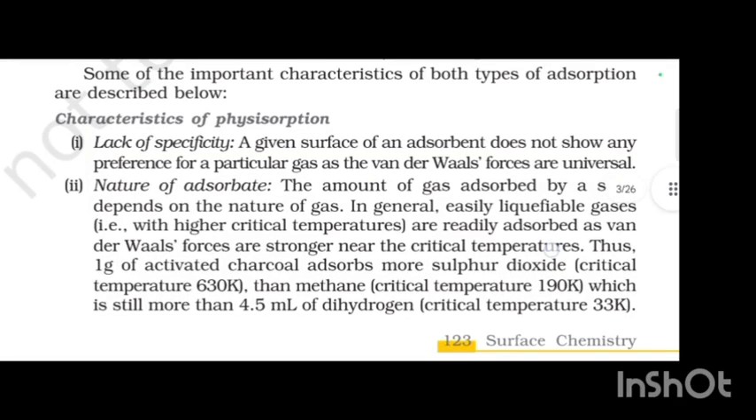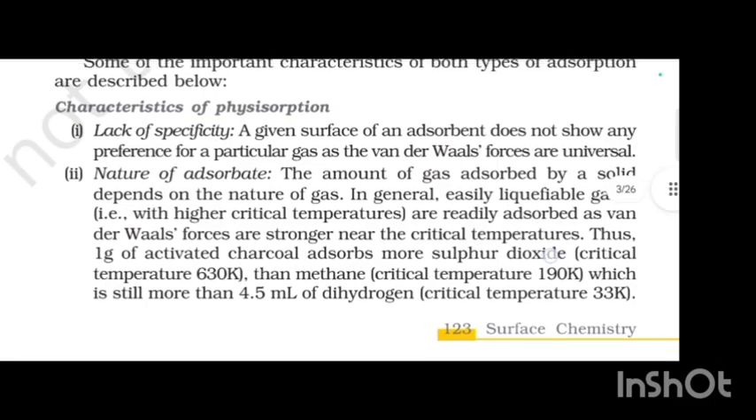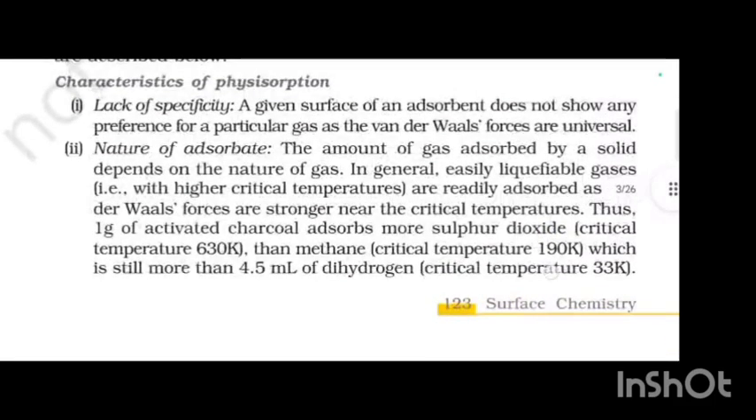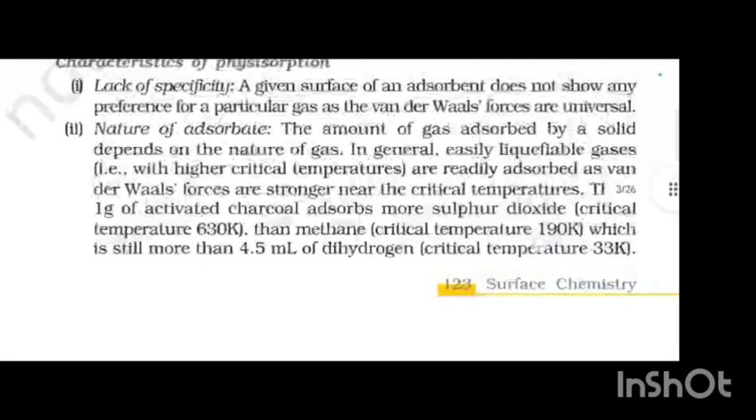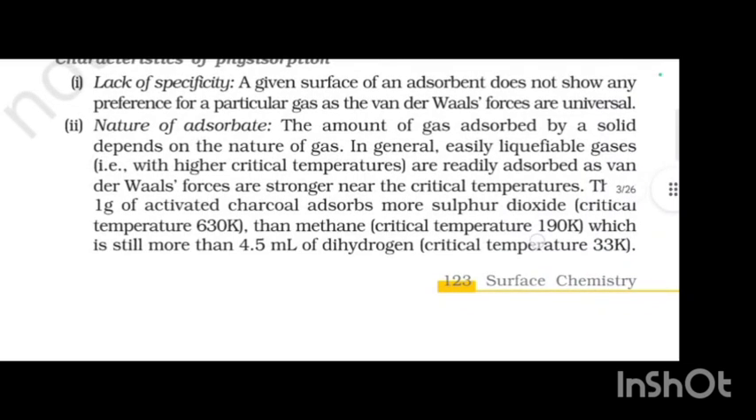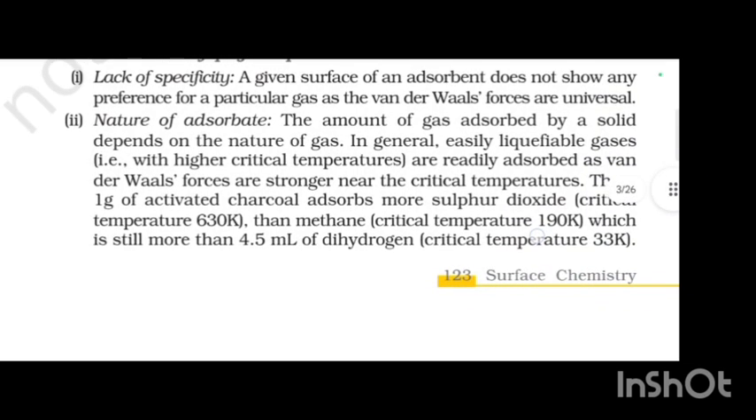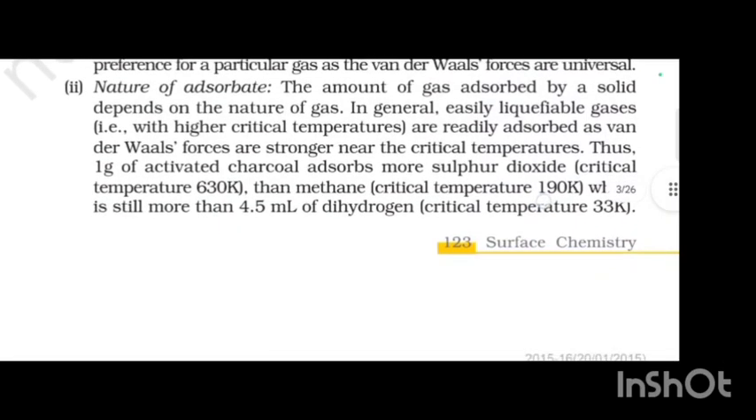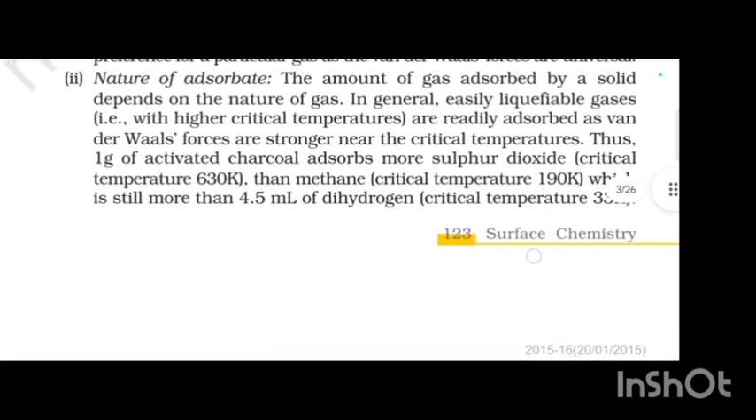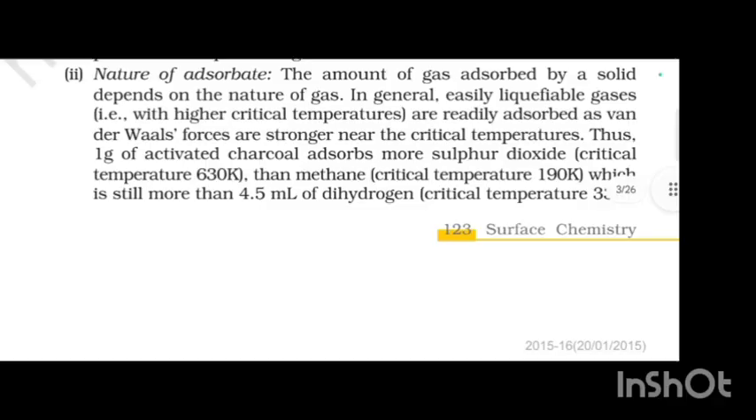Some of the following important characteristics of both types of adsorption are described below. Characteristics of physisorption. First, lack of specificity. A given surface of an adsorbent does not show any preference for a particular gas as the van der Waals forces are universal. Second, nature of adsorbate. The amount of a gas adsorbed by a solid depends on the nature of the gas.